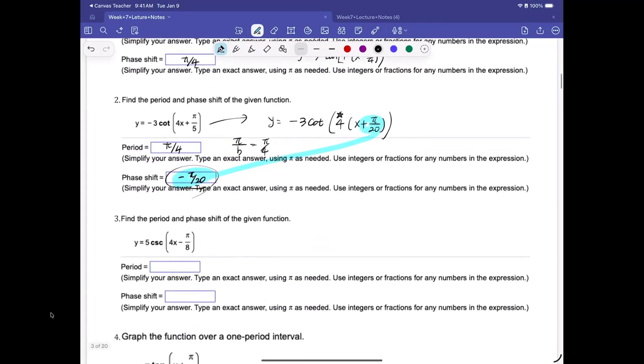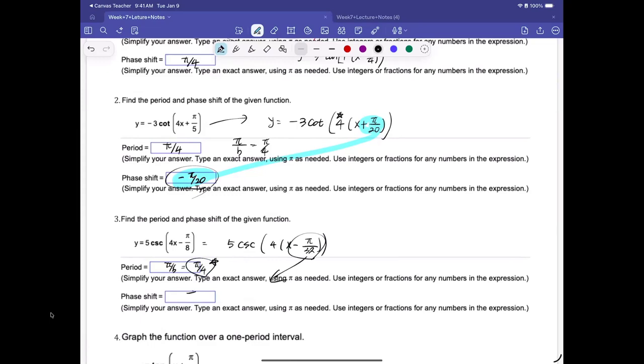And then the next one is the same as cosecant, factor out 4 and then x minus what? Divided by 4 is 8, so 32, right? So that's why the period is pi over b, so pi over 4, same as number 2. And the phase shift is the opposite of negative, so it'll be pi over 32.